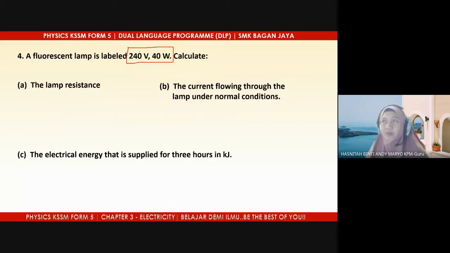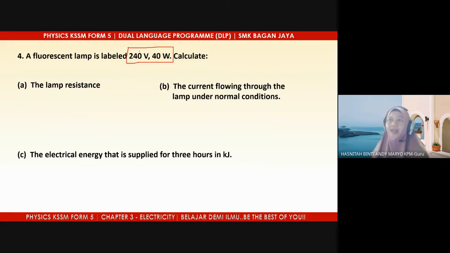So you can say the fluorescent lamp uses 40 joule energy in 1 second when operated at 240 volt, or when supplied with 240 volt. Okay, can the others? So if they ask you in the question, what is meant by this label, 240 volt, 100 watt, you can write the electrical appliance uses 100 joule energy in 1 second when operated at 240 volt. Simple.